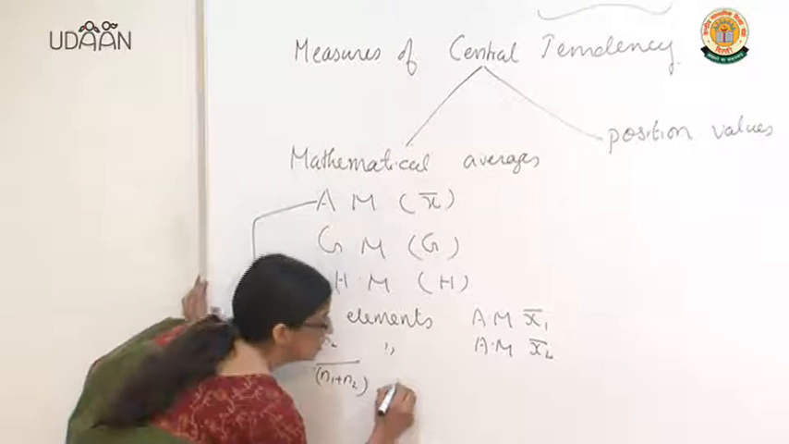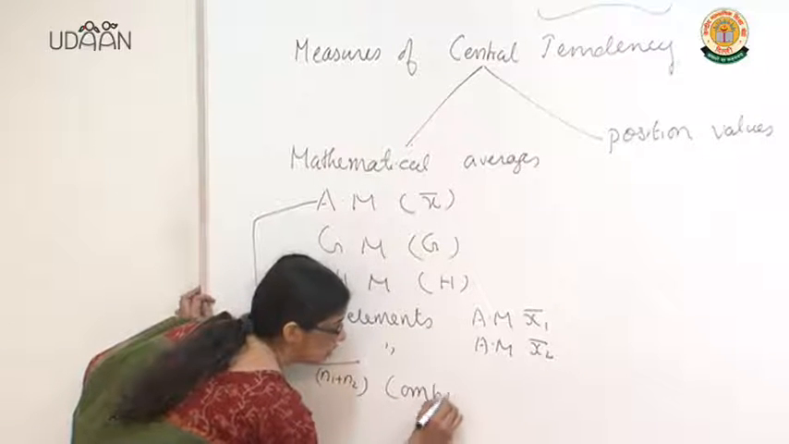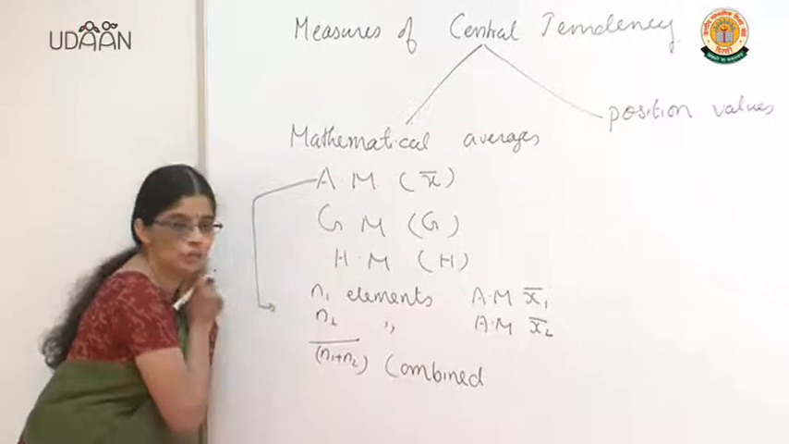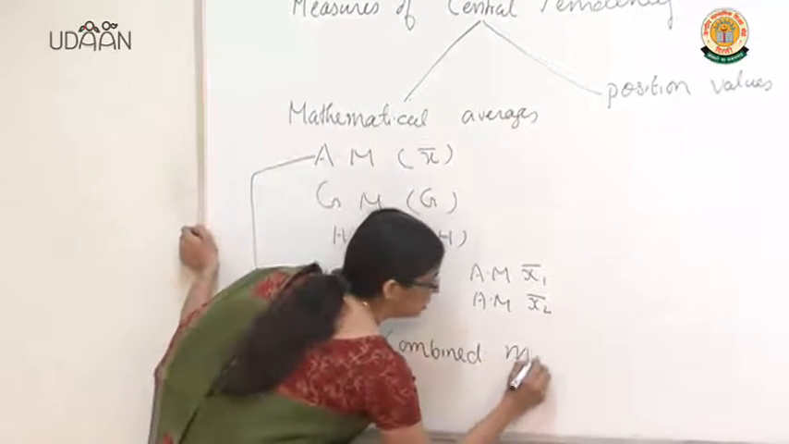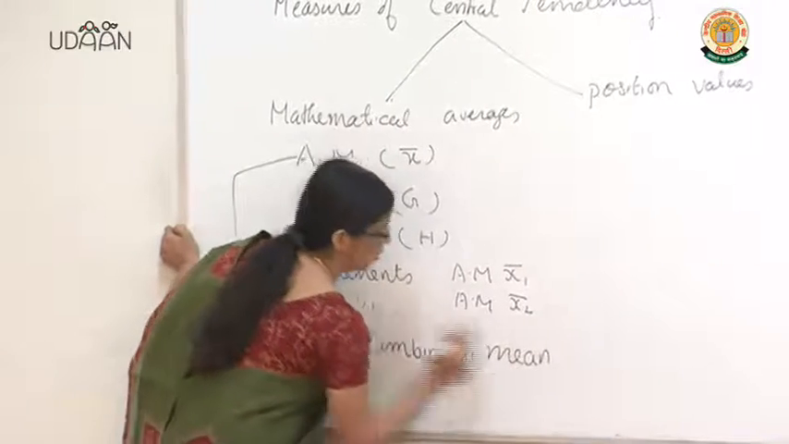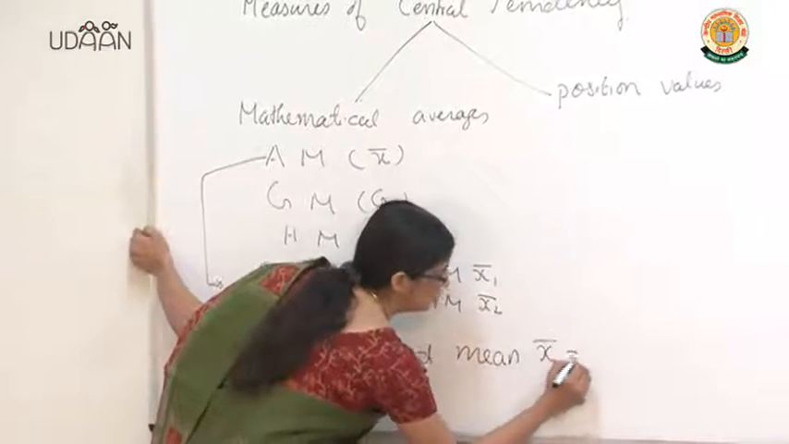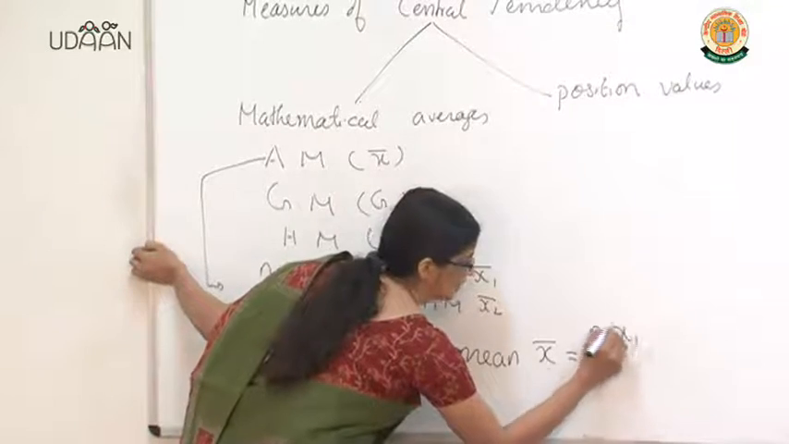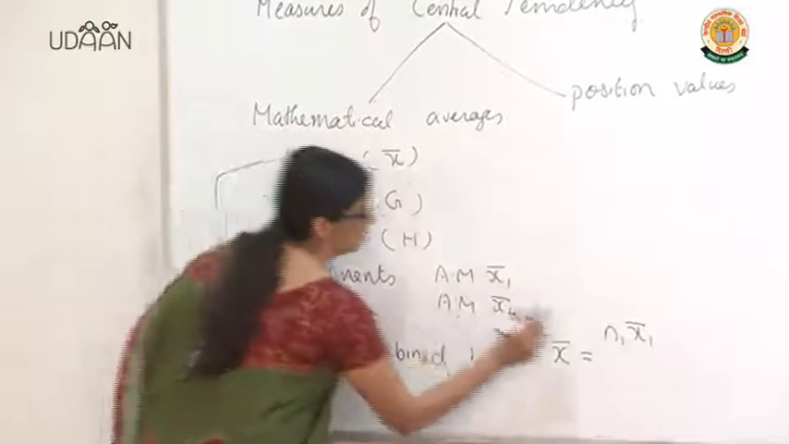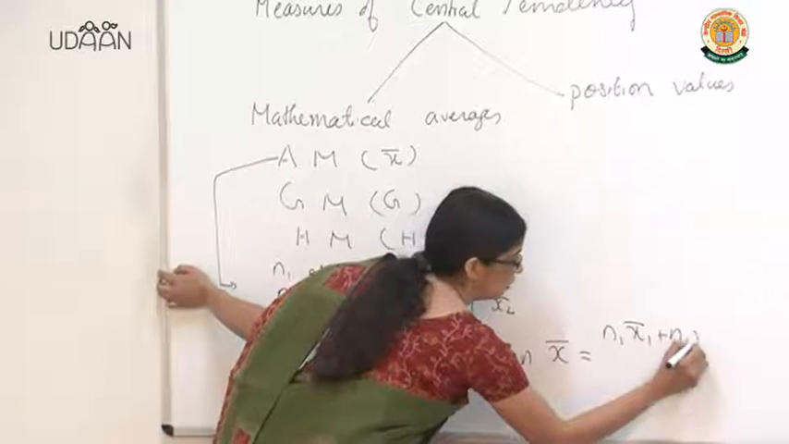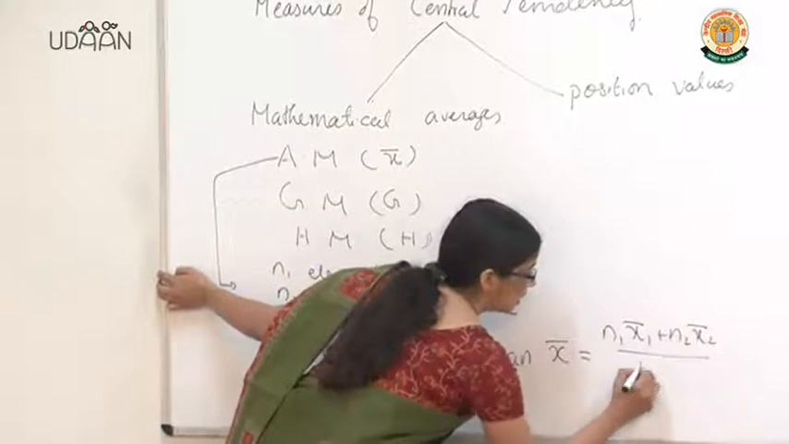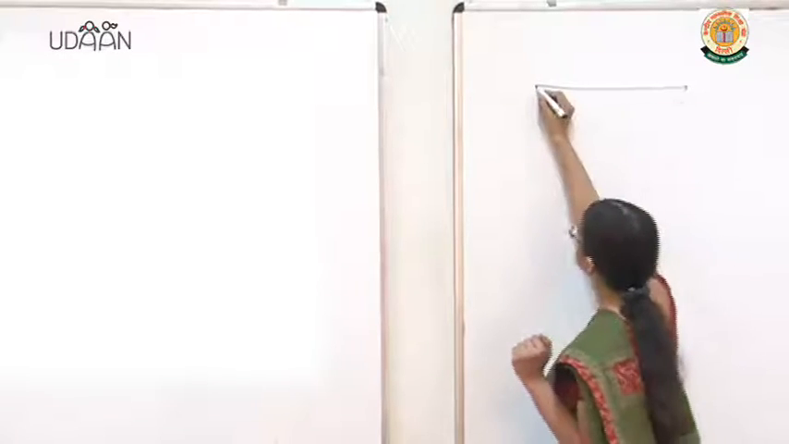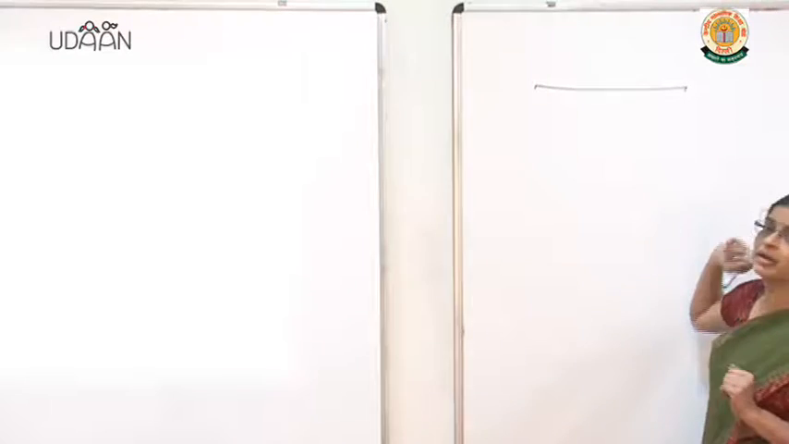So I will write the combined arithmetic mean of these n1 plus n2 observations, denoted by x bar. Just I am giving you the formula: n1 into x1 bar plus n2 into x2 bar divided by n1 plus n2. This is total observation.